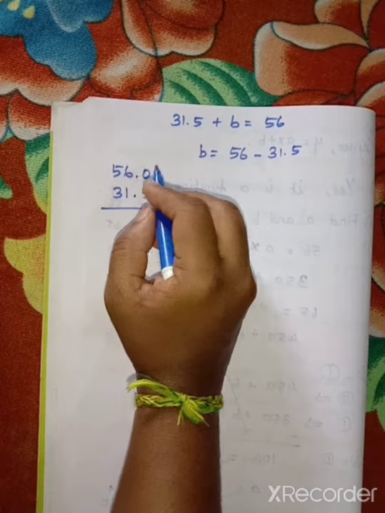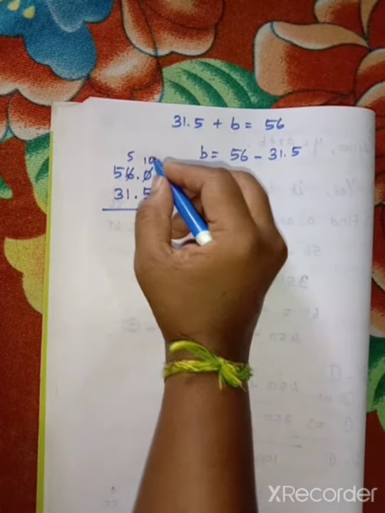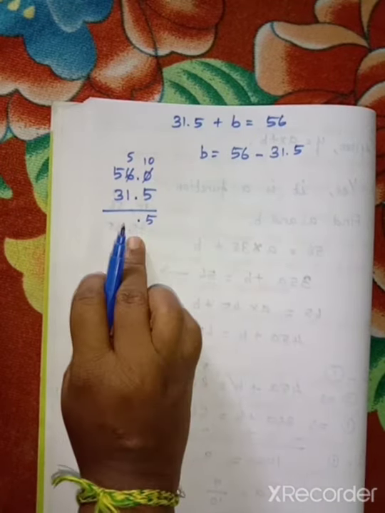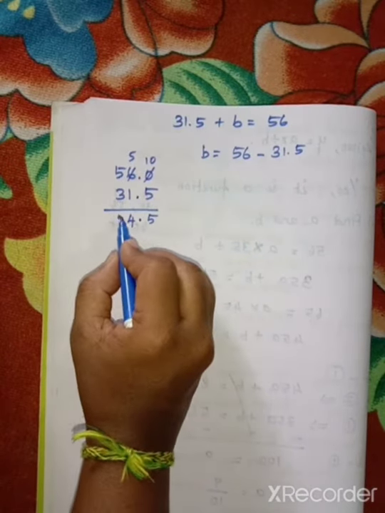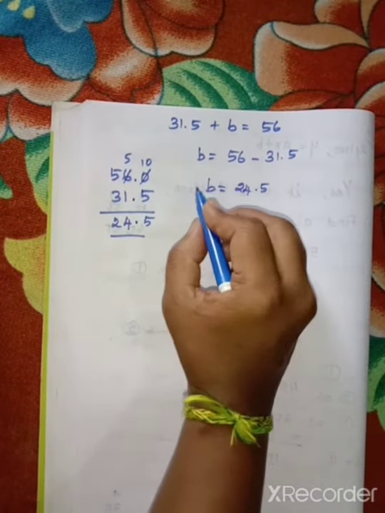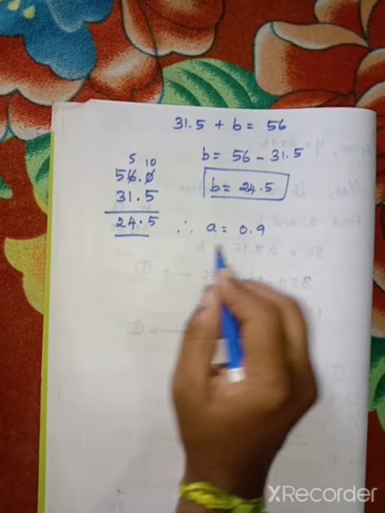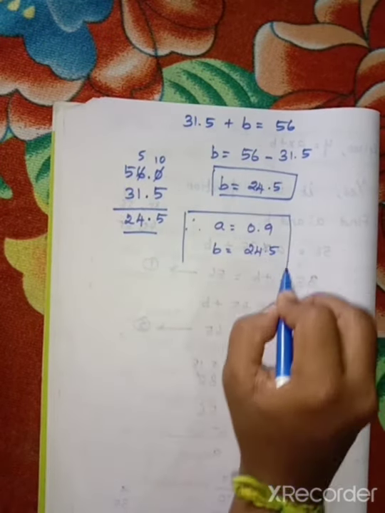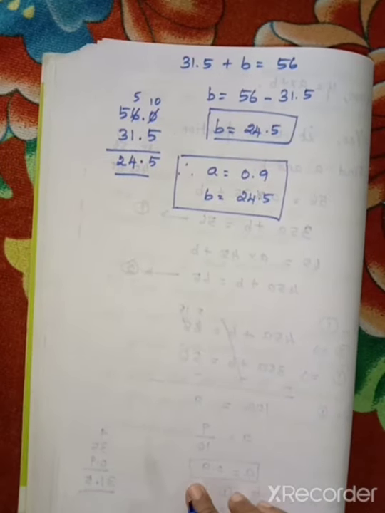Then now borrow from the near number. This is considered as 5, this is 10. So 10 minus 5 we get 5. Same position for the decimal point. Then 5 minus 1 that is 4. 5 minus 3, 2. So b equal to we get 24.5. Therefore a equal to 0.9, b equal to 24.5. Now we finished the second subdivision. Next, move on to the third subdivision.